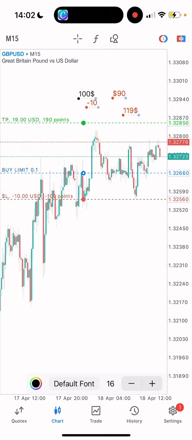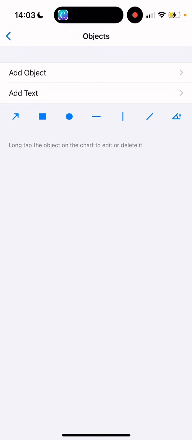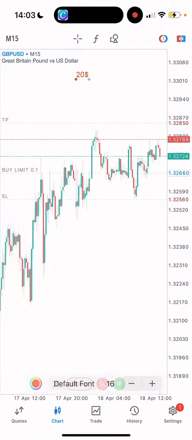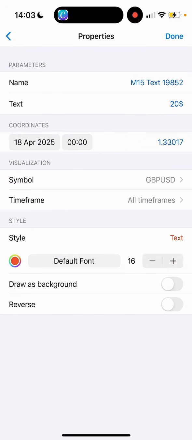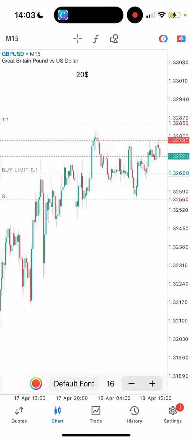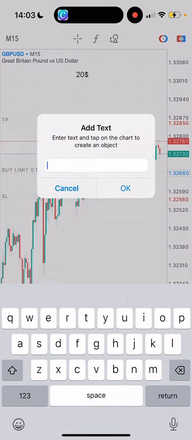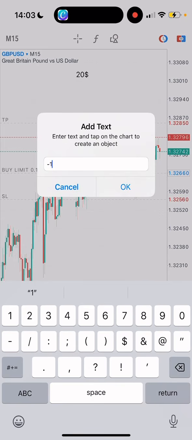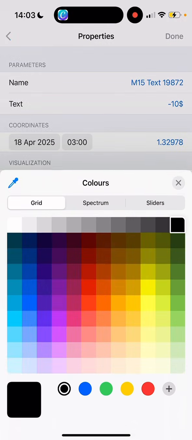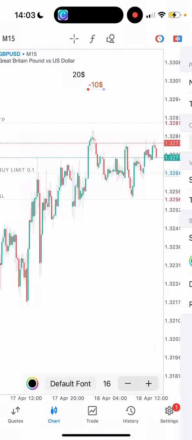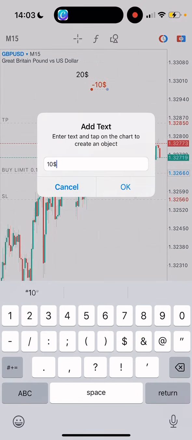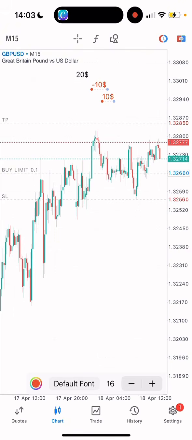Now let us say you actually have an account of only $20. Let's turn this to black. So you have a $20 account, and if this trade hits SL, you're going to lose $10. So let's do minus $10. Now what happens if this trade hits SL? How much will you have left? You only have $10 left, literally.